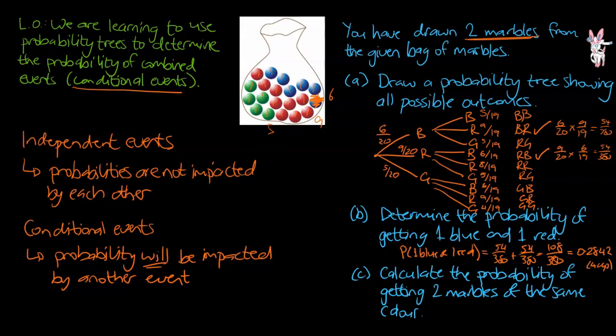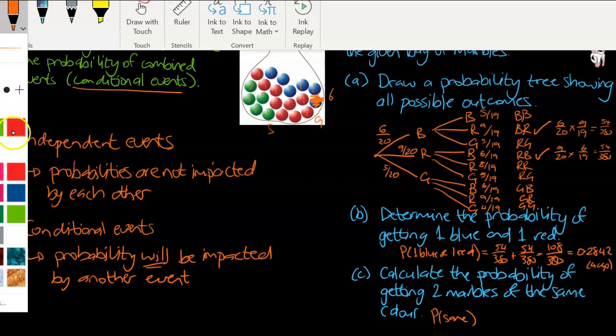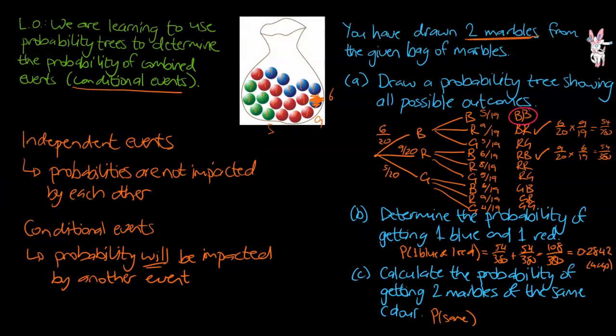And the last question, what is the probability of getting 2 marbles of the same color? So we're trying to find the probability that they are the same. And maybe I'll change pen color for this one, just so we can see the difference. We'll get into the pink pen. The same colors would be the blue, blue, the red, red, and the green, green. So we've got 6 over 20 times 5 over 19. And that there is going to be 30 over 380.